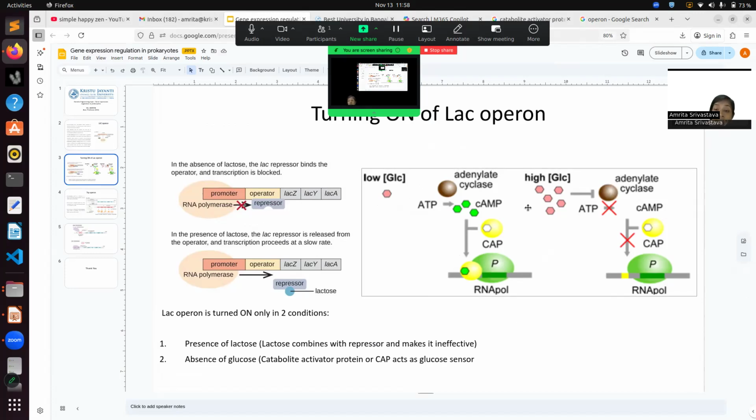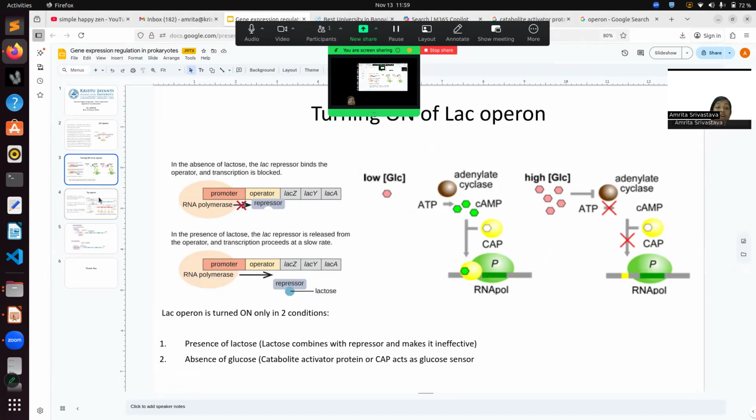But when glucose is high, this process needs to be stopped. The lac operon needs to be inactivated. So when glucose level is high, cAMP is not produced, CAP is not activated, and the RNA polymerase is not allowed to sit at the promoter and perform its function. Similarly, when glucose level is high and lactose level is low, lactose does not bind to the repressor, and the repressor prevents the movement of RNA polymerase and activation of this particular operon.